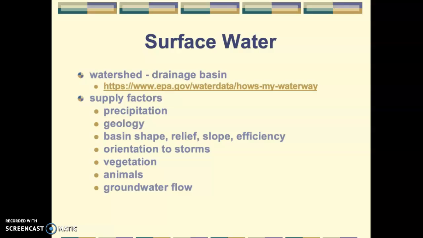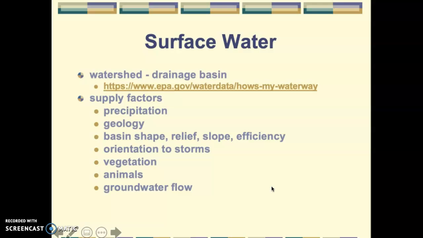So let's take a look at where the water is, where we can access it. Unfortunately, we don't really have the option of collecting water from the ice caps. Most of that frozen water is on Greenland and Antarctica. It's just too far away to even collect. So our water supplies will come primarily from surface water and groundwater.